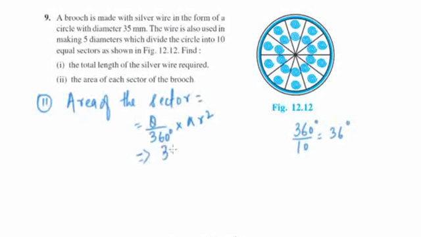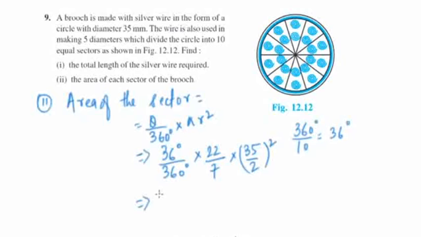So let's solve this question. It will be 36 degrees divided by 360 degree multiplied by 22 by 7 and multiplied by r square, which is same as 35 by 2 square. And on solving this, we'll get the area of the sector as 385 divided by 4 mm square. So this is how we will find the area of each of the sector of the brooch, which is 385 divided by 4 square millimeter.